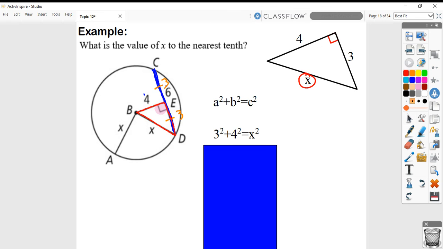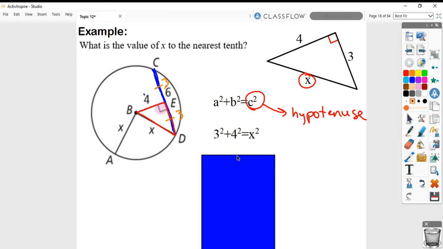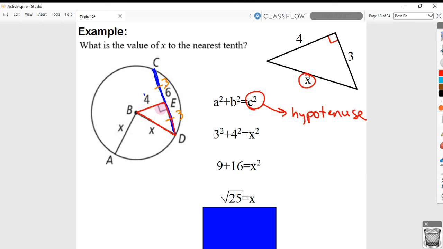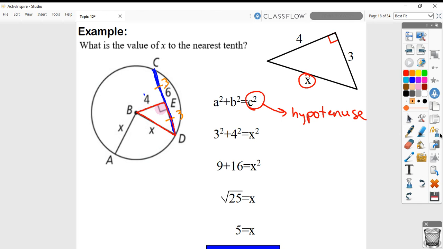Make sure that when you're plugging in something for c squared, that must be the hypotenuse. Always has to be the hypotenuse. A and b don't really matter, but c has to be the hypotenuse. So when we solve all of this, it turns into 3 squared plus 4 squared, which is 9 plus 16. So if we're trying to get x by itself, we just take the square root of 25, which of course is just 5. So if we're looking for x, all we're really looking for is the hypotenuse of that triangle.